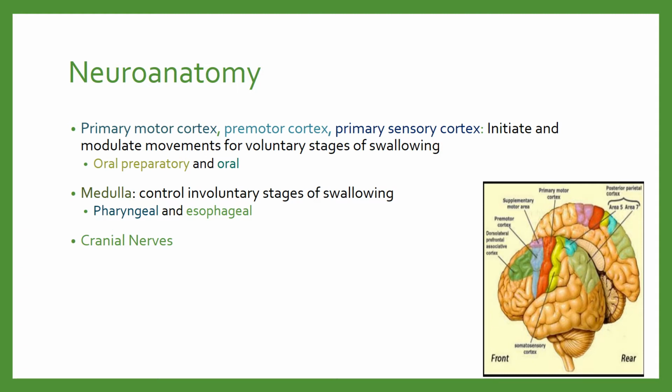The primary motor cortex, the premotor cortex, and the primary sensory cortex initiate and modulate the movements for the voluntary stages of swallowing. So this is the oral preparatory and the oral phase. We'll talk about these phases in just a little bit, and it might make sense to you why they're the voluntary stages. Then we have the medulla that controls the involuntary stages. So these are the pharyngeal and esophageal phases. And these areas communicate and give signals to the swallowing muscles and structures for swallowing through the cranial nerves.